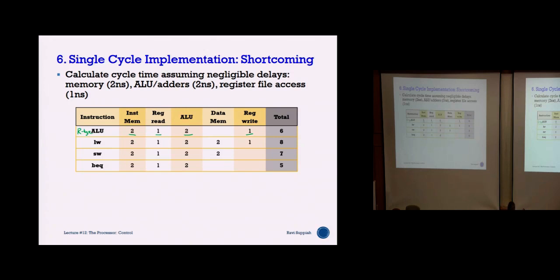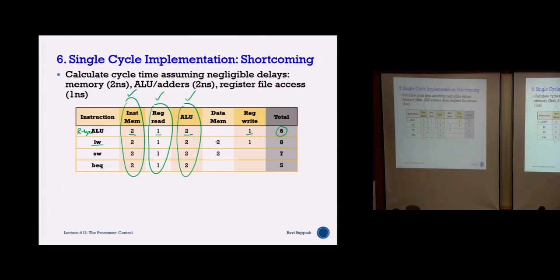So if I look at the R-type instruction, I have a total of 6 nanoseconds of execution time, for example. Whereas if I have a load word instruction, the instruction memory is consistent for everybody. For register read, it's also consistent for everybody, because all instructions have at least one register involved. So there will definitely be instruction memory, register, and ALU involved. These three are common across all types of instruction.